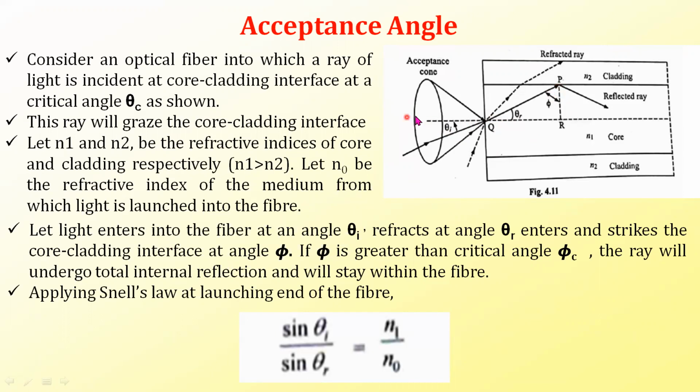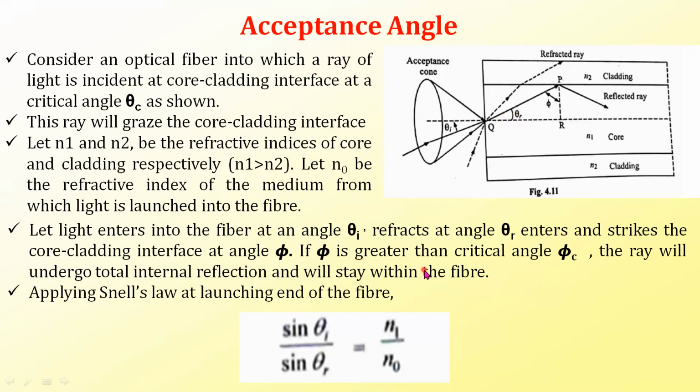Let the light enter the fiber at an angle theta i. It refracts at an angle theta r, and strikes the core cladding interface at an angle phi. So if phi is greater than the critical angle phi c, then only total internal reflection occurs.